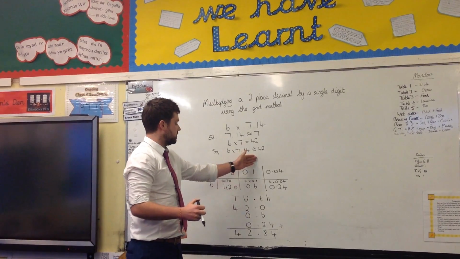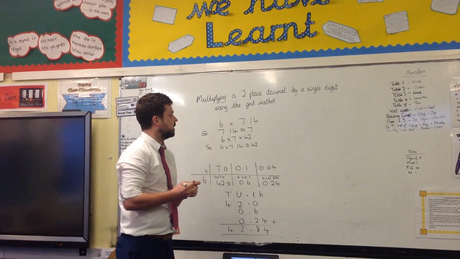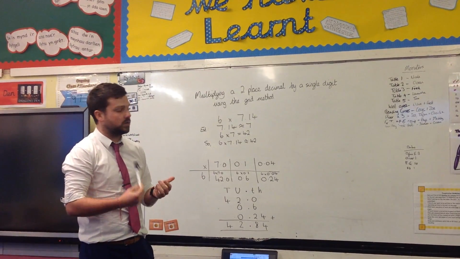We compare that with our estimate of 42, we know we're in the right area. So we can use this method, the grid method, to help us to multiply a two-place decimal by a single digit number.